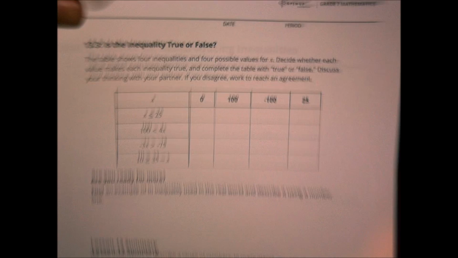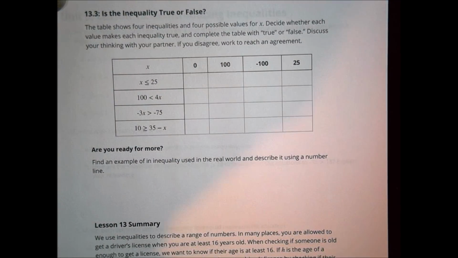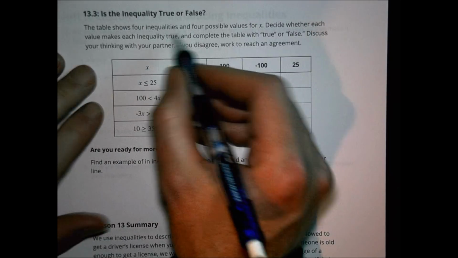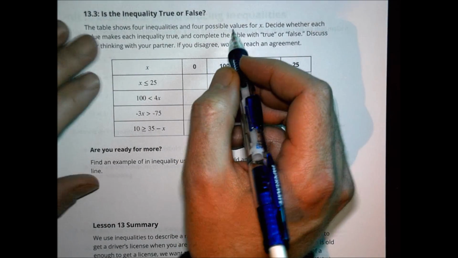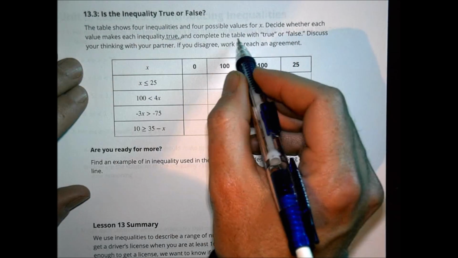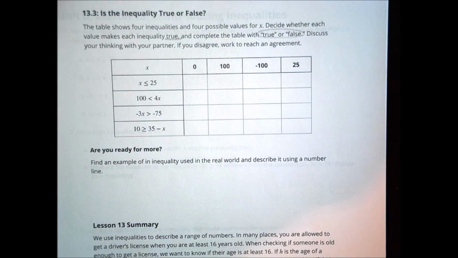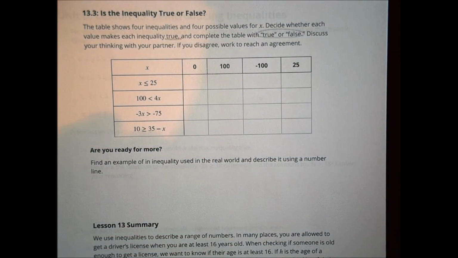Let's take a look at the next slide, which is activity 3, called Is the Inequality True or False? This table shows 4 inequalities and 4 possible values for x. Decide whether each value makes each inequality true, and complete the table true or false. So we're going to write true or false, and then see what you think and talk it over with your partner. And if you disagree, work at it to reach an agreement.